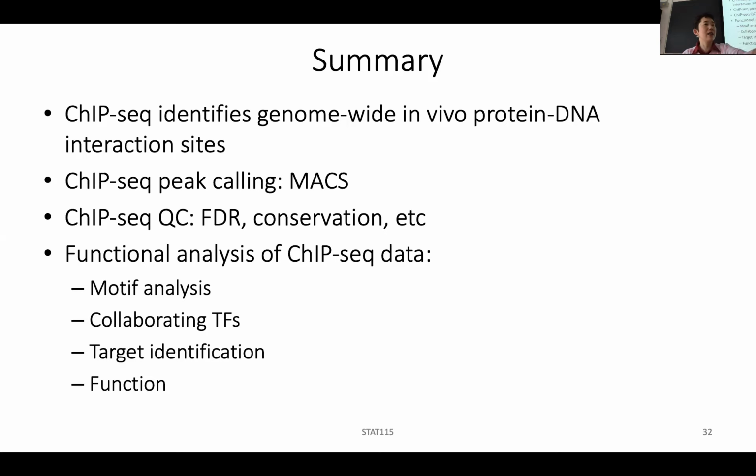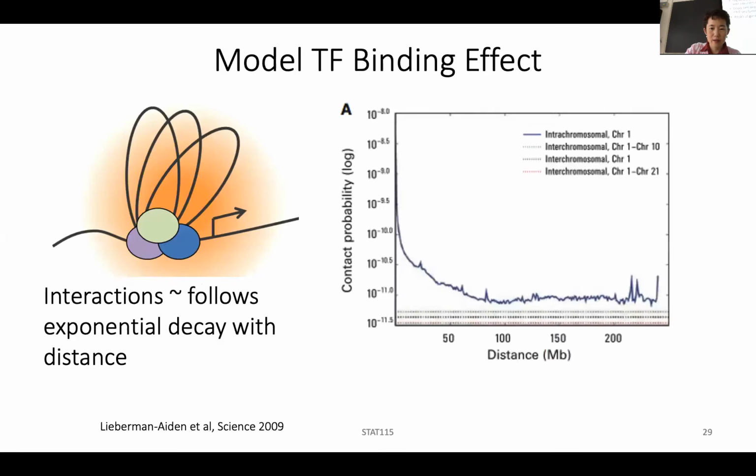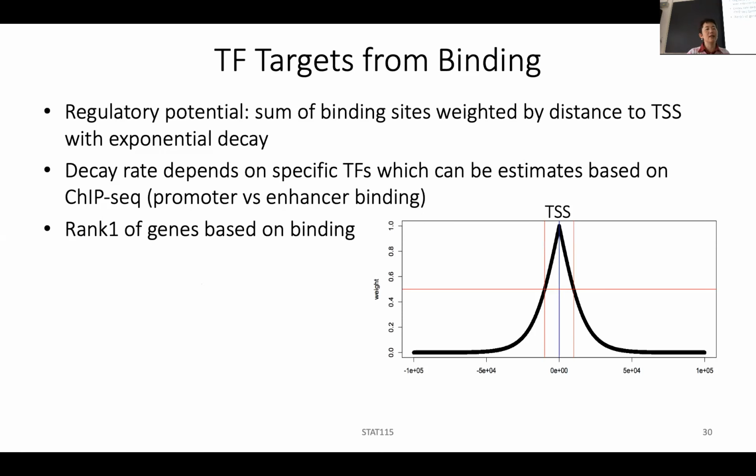Okay? Yes? Can you explain again how we can rank genes based on binding? So let's look at this situation. We look at every gene and look at all the binding sites within 100 kb from this gene, right? If a binding site is right at the transcription start site, it is weighted 1; if it's binding further away, then it's weighted less and less and less. And at the end, we add up everything weighted by the distance to get a score.